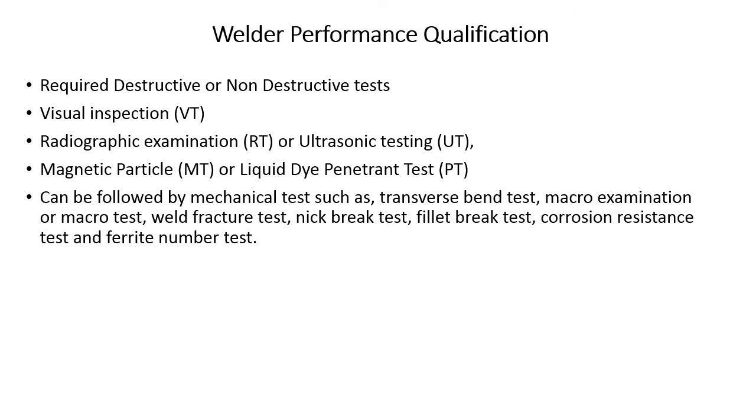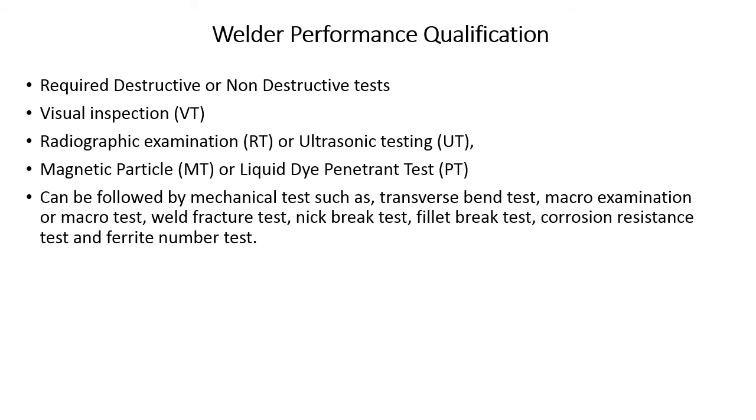Welder performance qualification. Required destructive or non-destructive tests. So your code is going to specify what you need to do to qualify the welder. Sometimes it's 2 or 3 destructive tests. We cut out some samples and we bend them, or we do a tensile test, depending on what you got going on. Generally, it's a bend test. Non-destructive tests. Sometimes some codes call out you need to dye penetrant or X-ray, or you can do ultrasound. Just depends on what you're going to do.